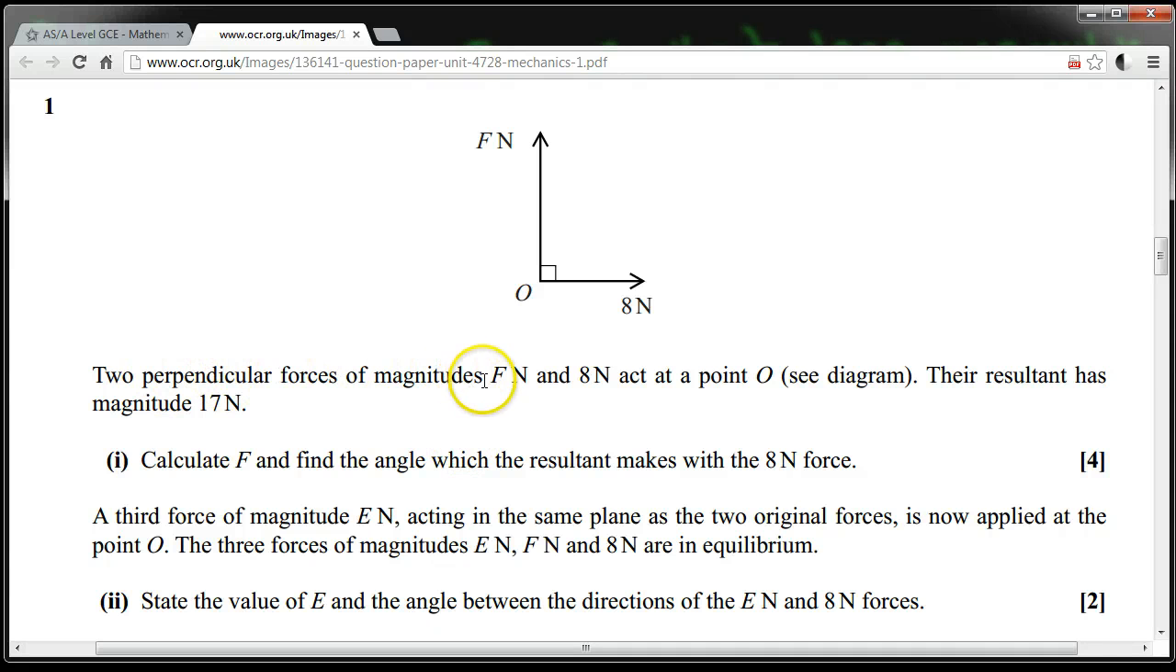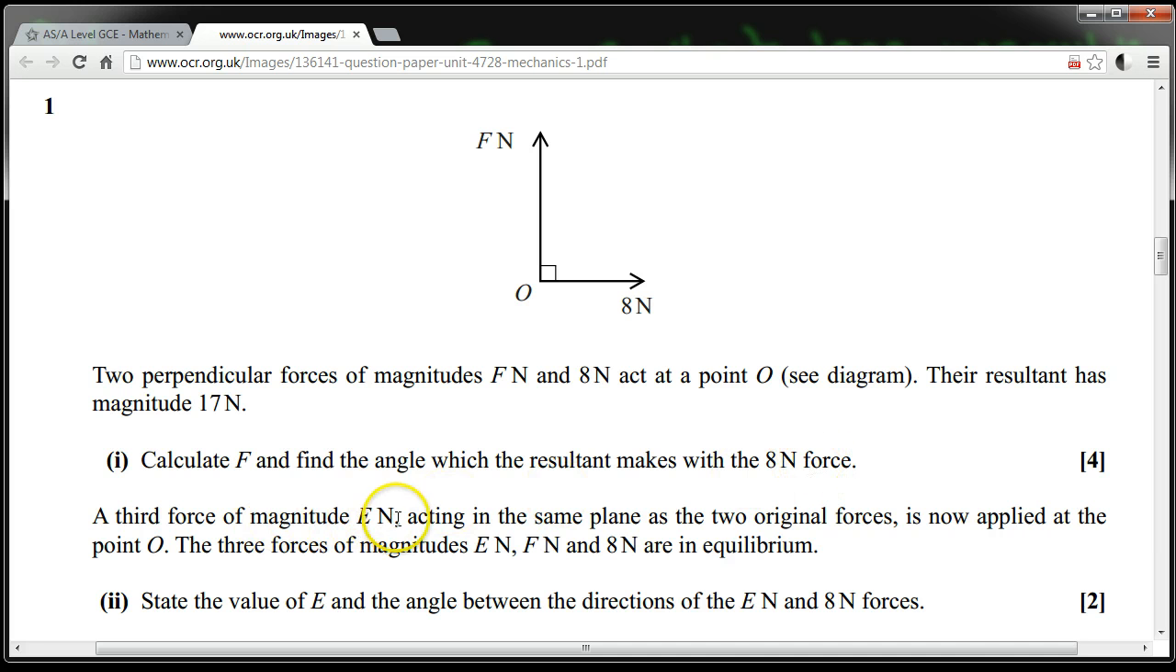Two perpendicular forces of magnitude F and 8 newtons act at a point O. The resultant has magnitude 17 newtons. Calculate F and find the angle which the resultant makes with the 8 Newton force.